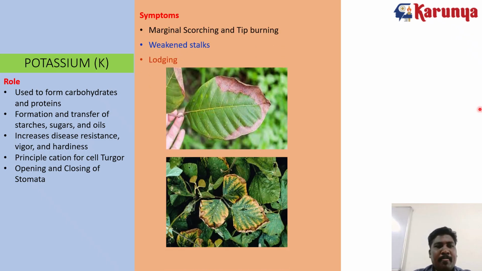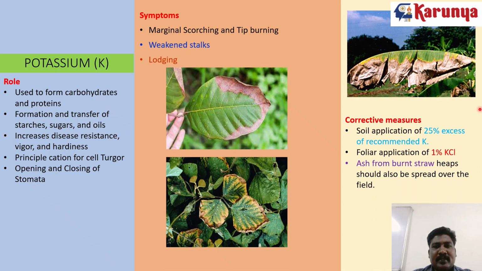Coming to potassium, potassium is otherwise called the traffic policeman because it regulates the nutrient movement in the plants. It mainly works for carbohydrate and protein production, and the formation and transfer of starches, sugars, and oil is carried out by potassium. Its main role is also disease resistance. Stomata opening and closing is governed by potassium.